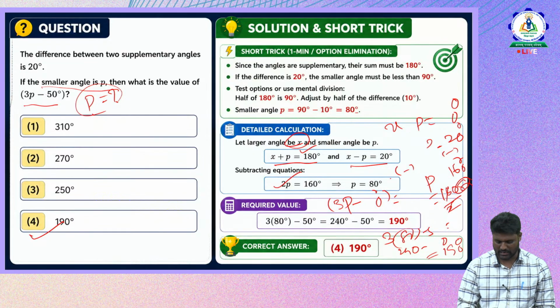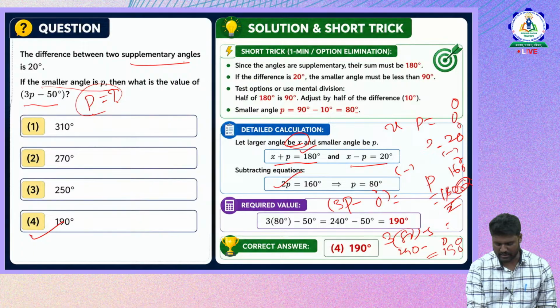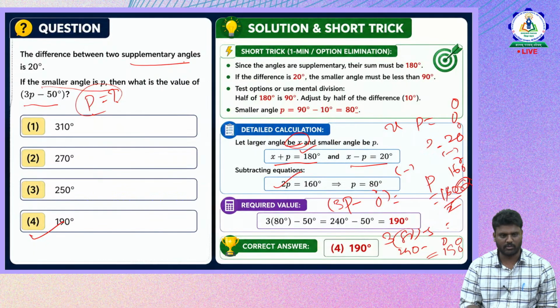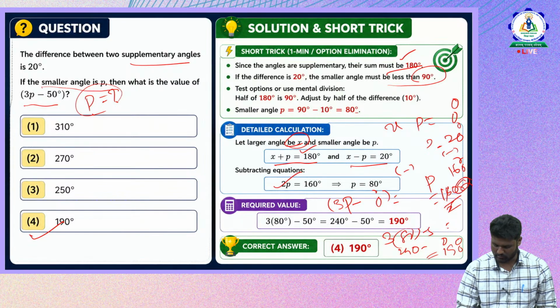Without even calculating, we can also calculate this mentally. Let us see how. Since the angles are clearly supplementary angles here, we know that supplementary angles add up to 180 degrees. If the difference is 20, then the smaller angle must be less than 90. So for 180, how can we do that? Let me try once, I will show.